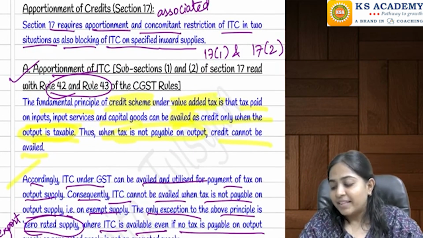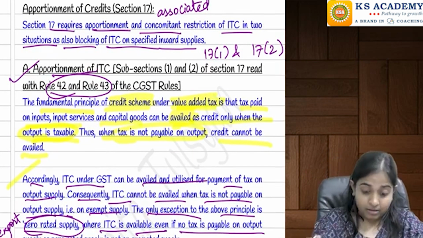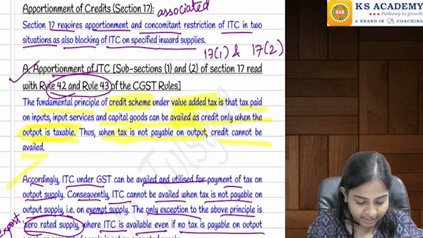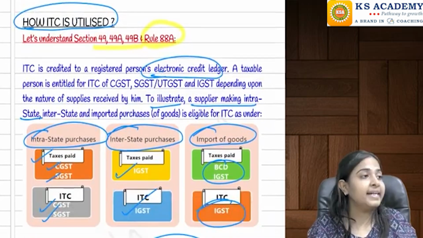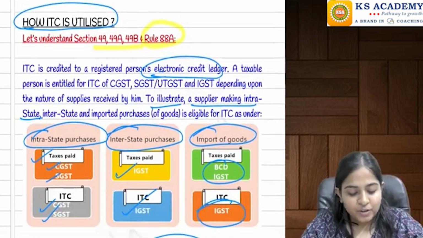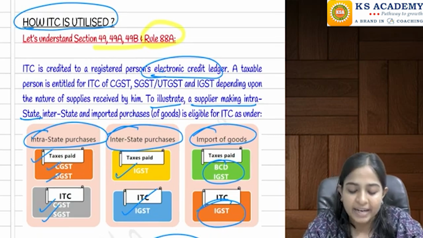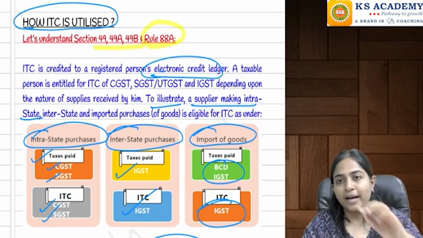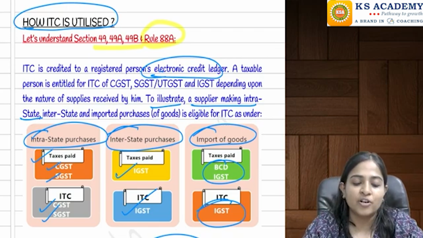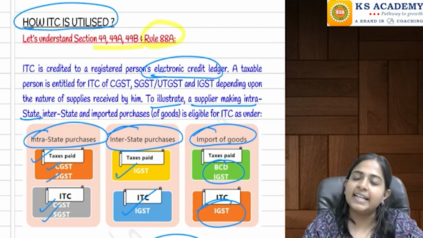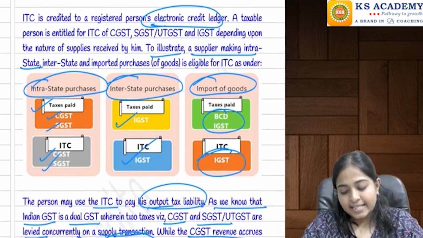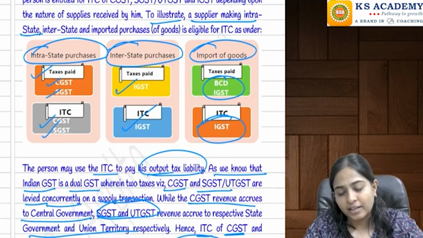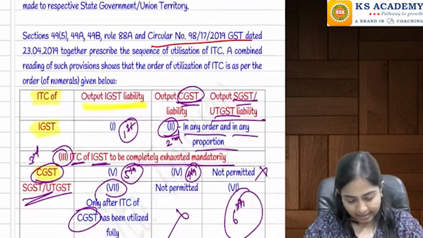Then after that, the next one, we did a point about utilization of GST. We'll do it in the same sequence. How ITC is supposed to be utilized. For that we saw section 49, 49A, 49B and rule number 88A. What did we study there? Whatever input tax credit is availed by you, or whatever ITC is reflected in your GSTR 2B, we can say it gets credited to our electronic credit ledger. Yes, and once it is credited to my electronic credit ledger, after that I can avail that ITC and utilize it for payment of my output tax liability.